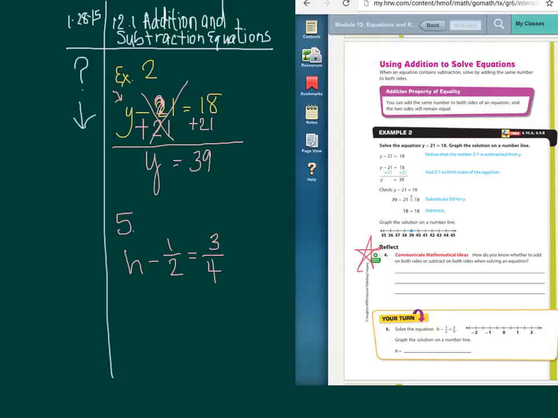Of course, you want to check it. Rewrite the problem, but instead of writing y, you're going to write 39. 39 minus 21 equals 18. Is that true? It is.